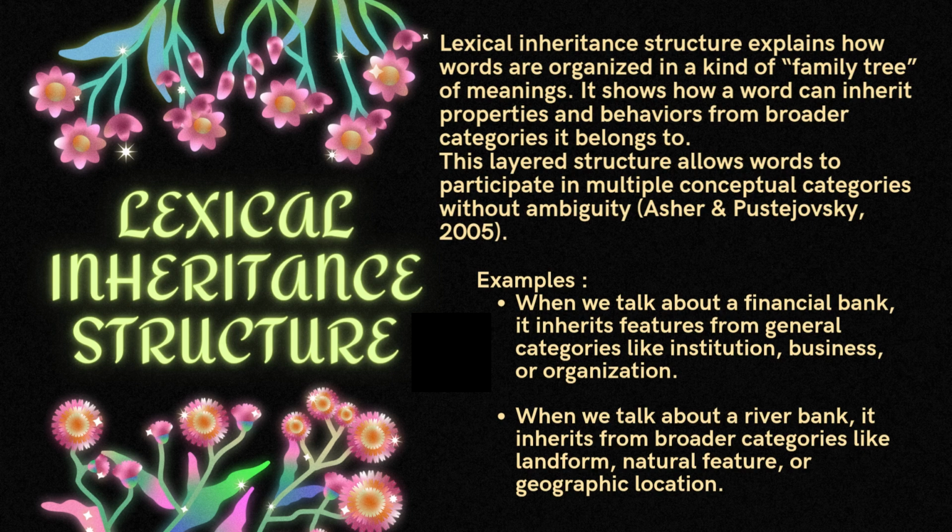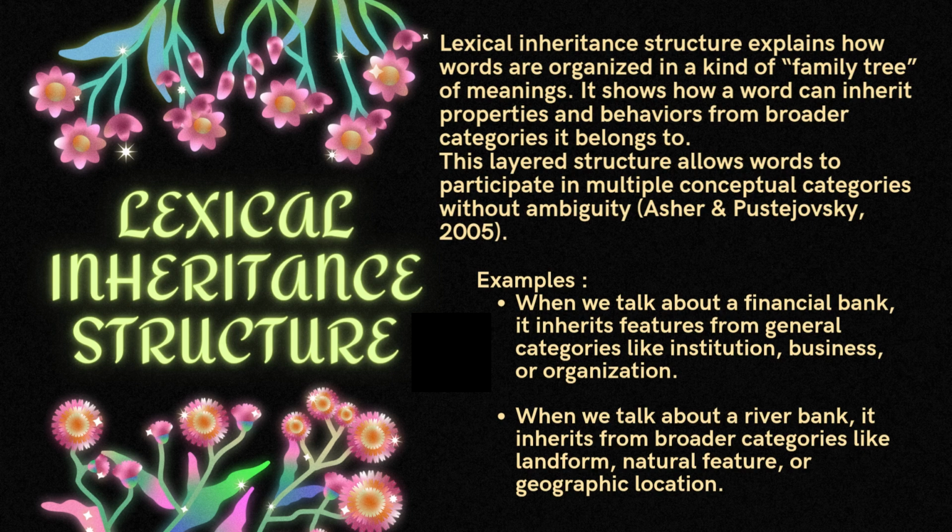As for the examples, when we talk about a financial bank, it inherits features from general categories like institution, business, or organization. On the other hand, when we talk about a river bank, it inherits from broader categories like landform, natural feature, or geographic location. This inheritance allows words to share features with related words. For example, a hospital and a bank are both institutions.